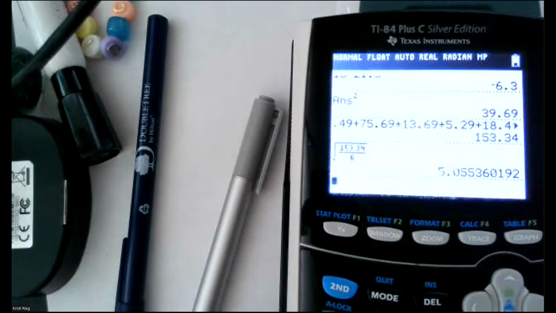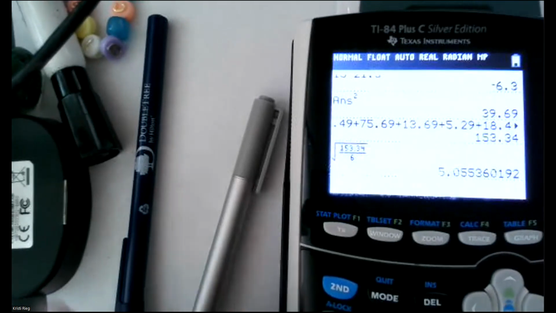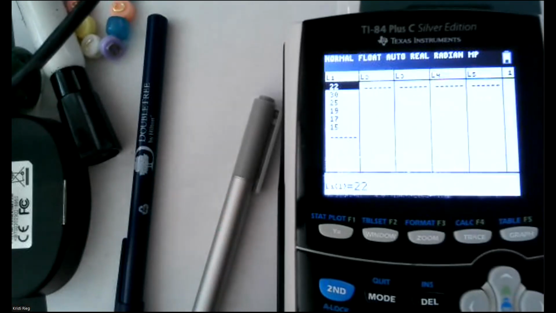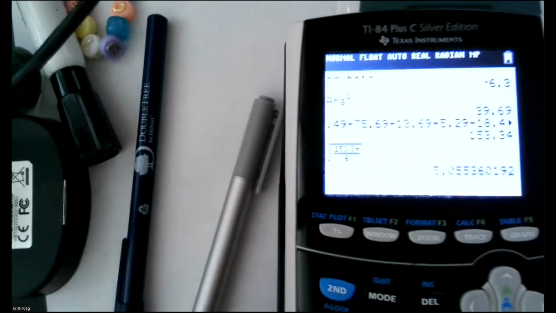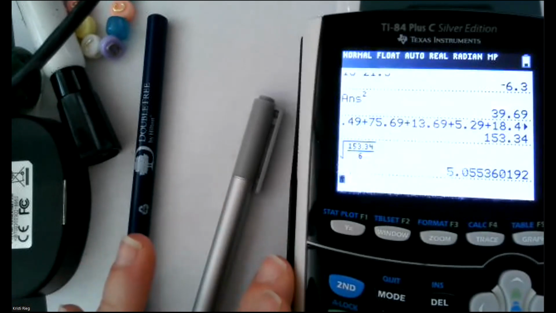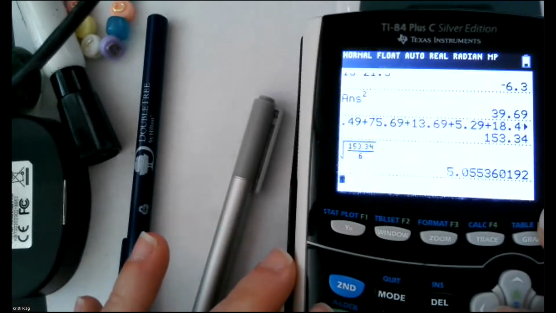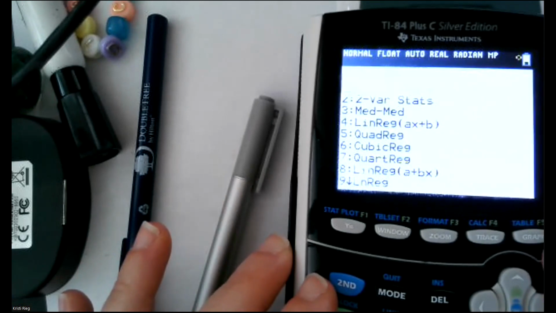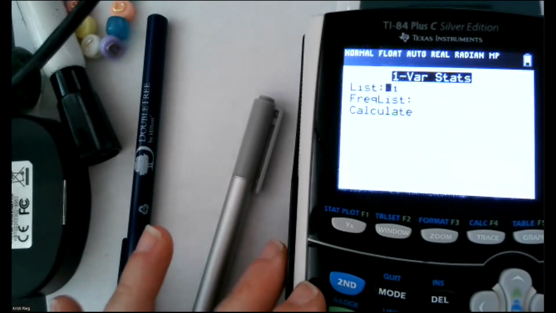I haven't done anything really. I've just been sitting here making videos. So this list right here is the same as the problem, so we don't need to change our list. We just need to go to calculate it. So I'm going to hit stat, calculate one variable stats. Same thing we've been doing.